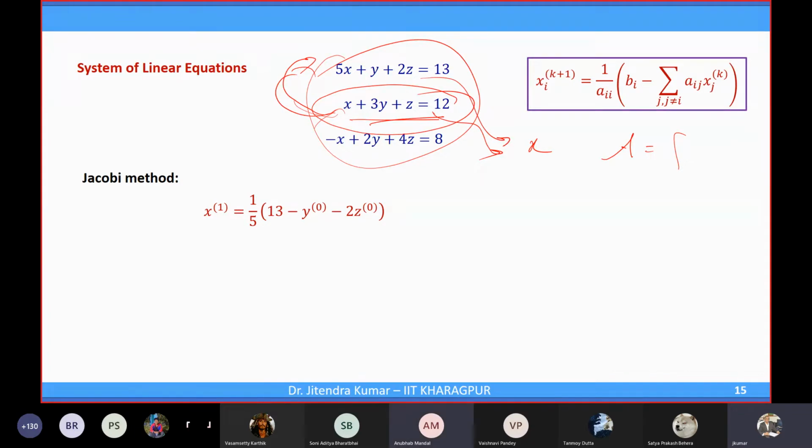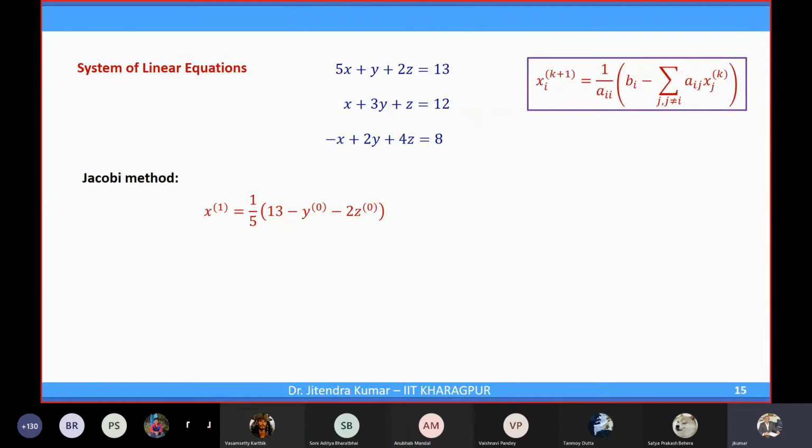I will cover those cases also, that order matters. In a particular order, the method may converge. Wherever you change the order, the method may not converge. That may also happen. So we'll come to that point.